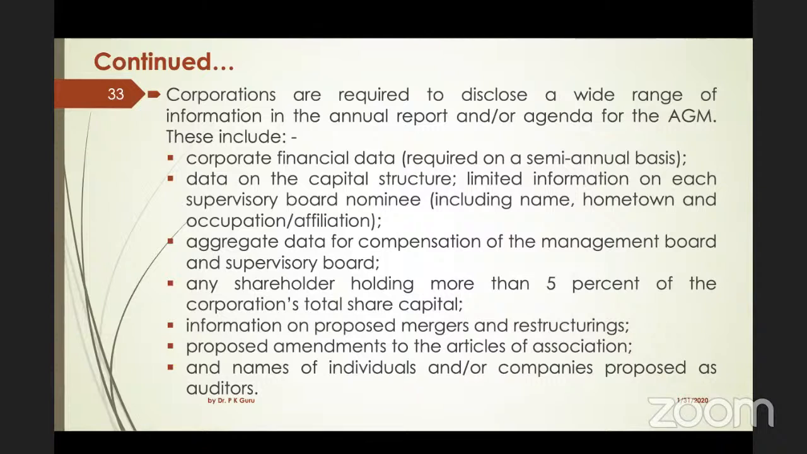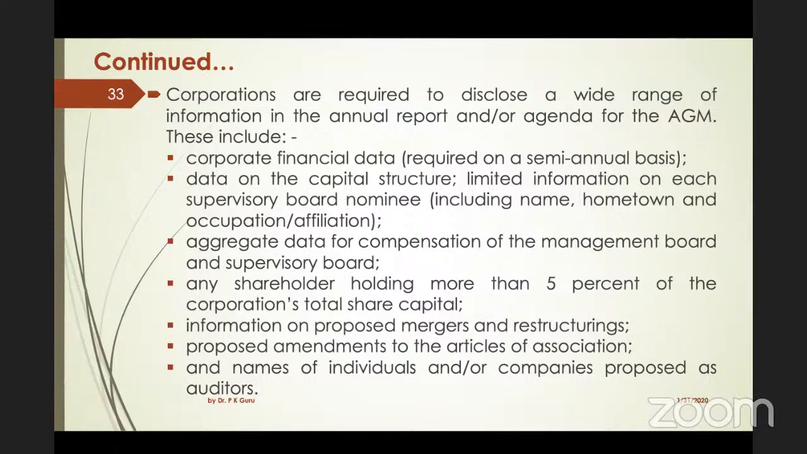annually. Data on capital structure, limited information on each supervisory board nominee, including name, hometown, and occupation affiliation. So supervisory board members, these details, including name, hometown, and occupation affiliation, have to be given. In India, there is still more. We will see when we go to the Indian model. Aggregate data for compensation of the management board and supervisory board. You don't have to give individual compensation for all the directors. You can give aggregate data.